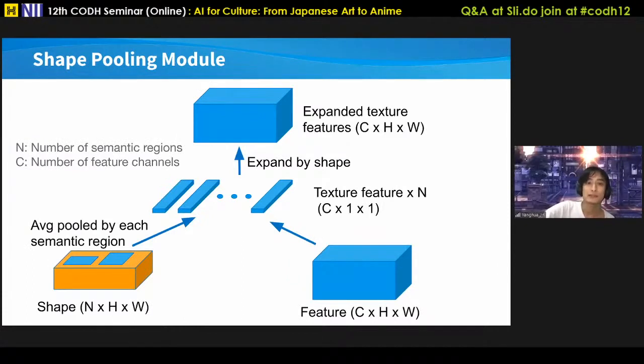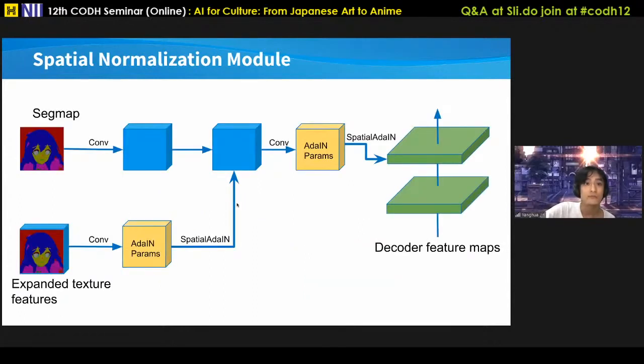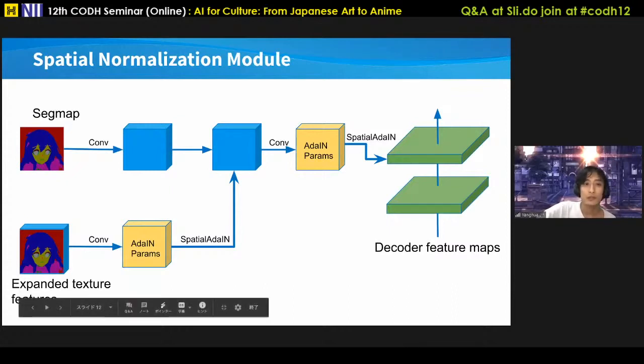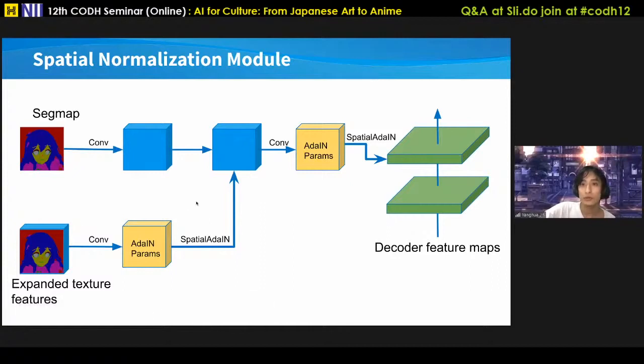To achieve shape-agnostic texture maps, we apply average pooling to the encoded feature map constrained on each semantic region, which results in n semantic vectors of length C, where n is the number of semantic regions. After that, we expand all feature vectors back into the 3D space according to the desired semantic shapes. To inject the texture feature along with the segmentation map, we design a two-step architecture with spatial add-in. The first group of add-in parameters is generated from the expanded texture feature, then it is used to modify the converged segmentation map and generate another set of add-in parameters, which is finally applied to the decoder feature map.